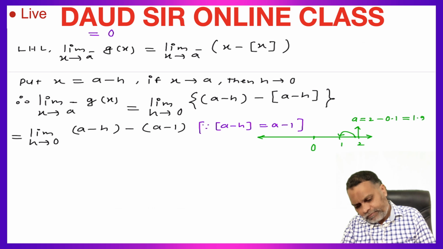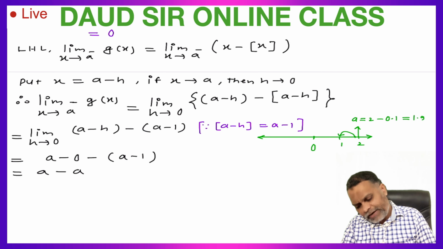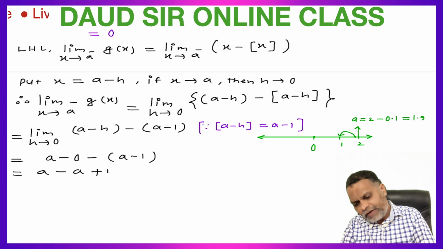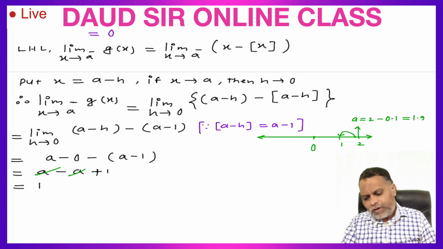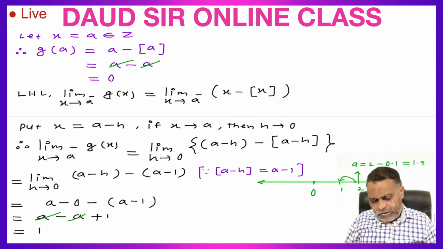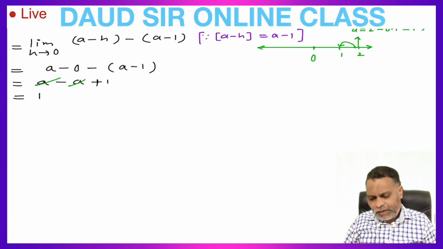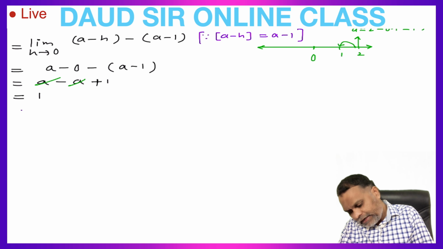Simplify this. This is a minus 0 minus a minus 1, which is equal to a, multiply the minus sign, minus a plus 1. This negative a and positive a cancelled. So here we have got 1. So the left hand limit is 1.